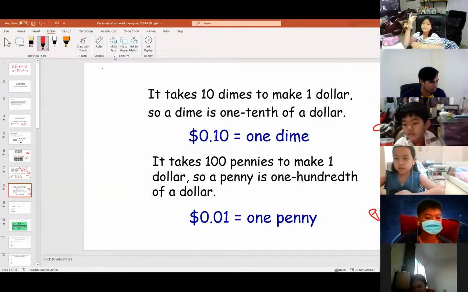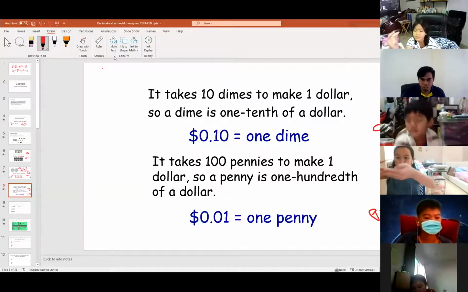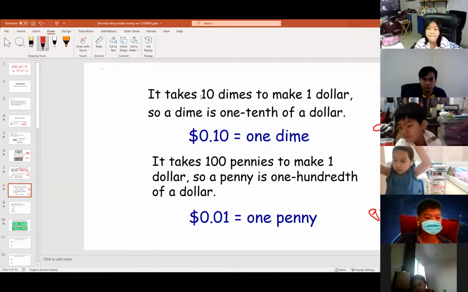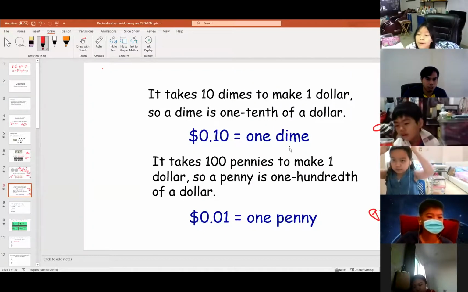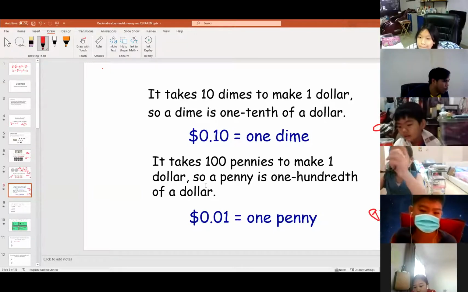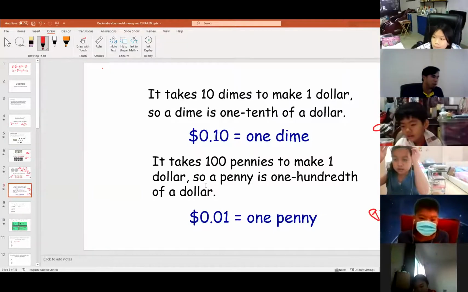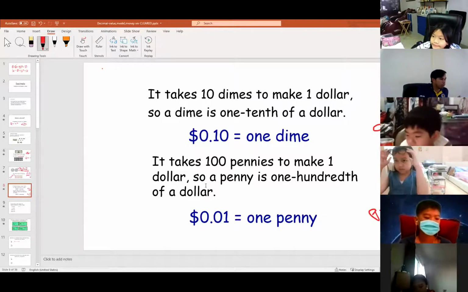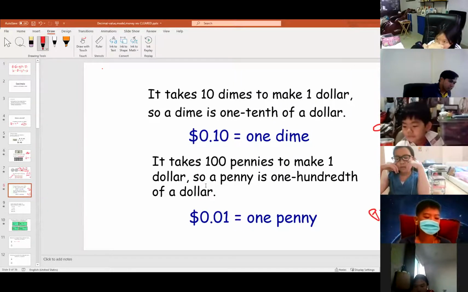Okay? You get it? So for the dime, it takes 10 other dimes to make $1. For pennies, it takes exactly 100. It's like saying 1 baht. Pennies is like 1 baht. So you need 100 of the 1 bahts to make 100 baht. But in this case, it's $1.